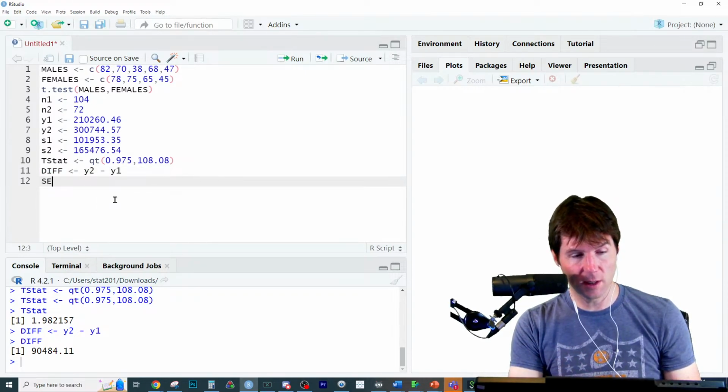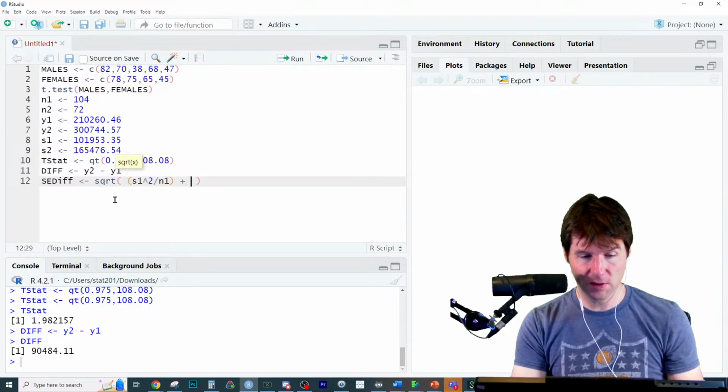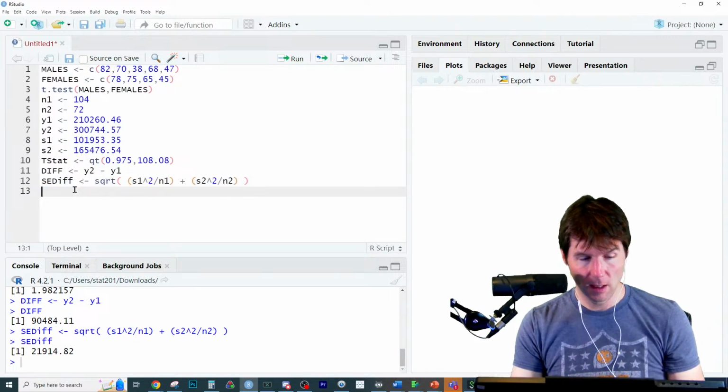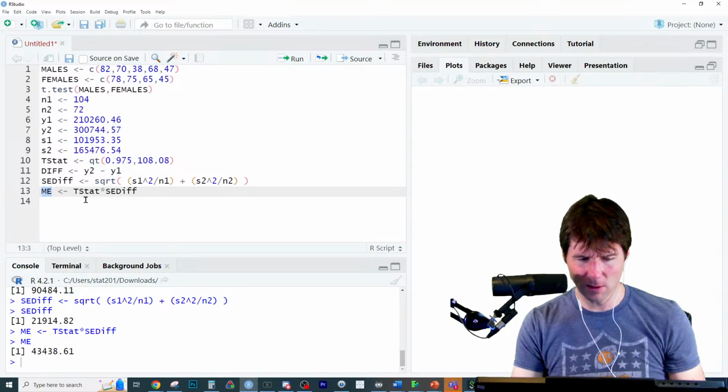Next, we want to do the standard error of difference. The standard error of the difference is the square root of, like do them in parentheses right here, S1 squared over N1 plus S2 squared over N2. There's the standard error of the difference right there. Now the margin of error is the t-stat times the standard error difference. There's the margin of error right there. Looks like what I was getting, right?